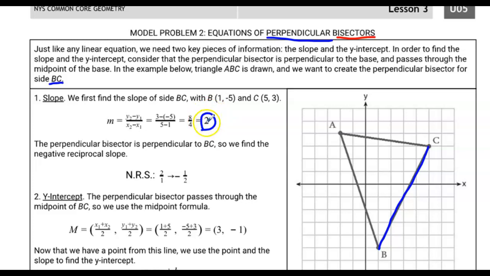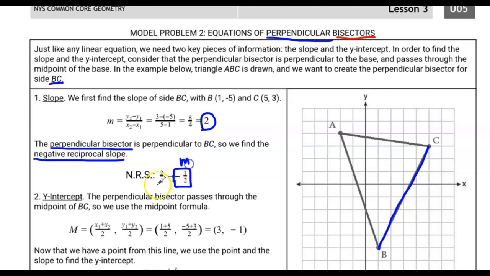What we need, however, is the perpendicular bisector's slope, and we know that the perpendicular bisector is just that. It's perpendicular to BC. So in order to write the slope of the perpendicular bisector, we need to find its negative reciprocal. Just like we talked about at the beginning of the video, we start from 2 over 1, which is 2, and then we flip that around, take it to 1 over 2, and then change its sign from positive to negative. So our new slope for our perpendicular bisector is negative 1/2.